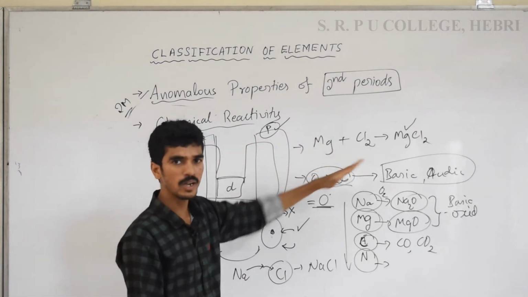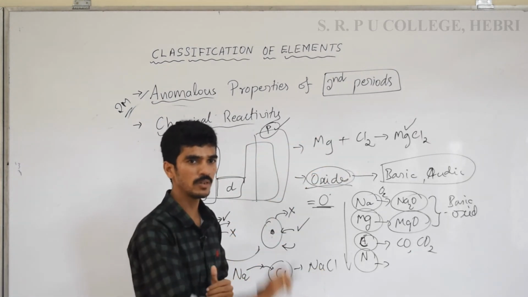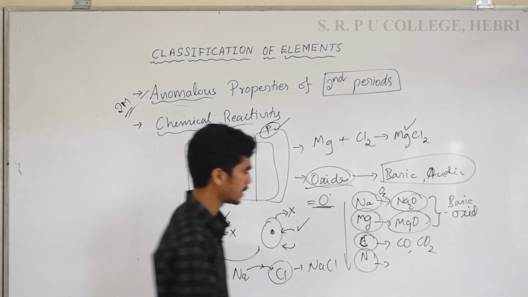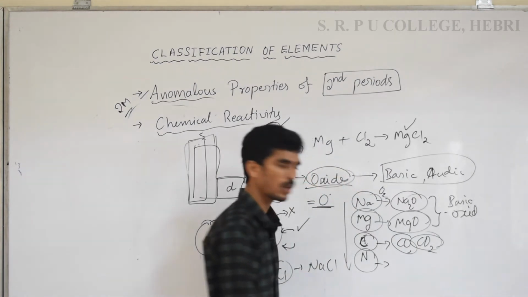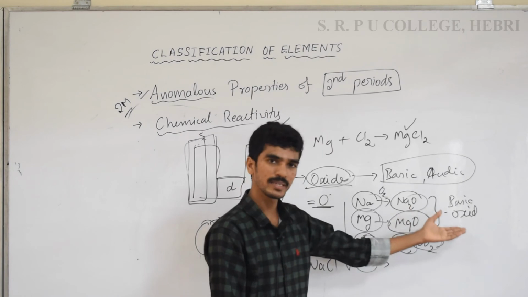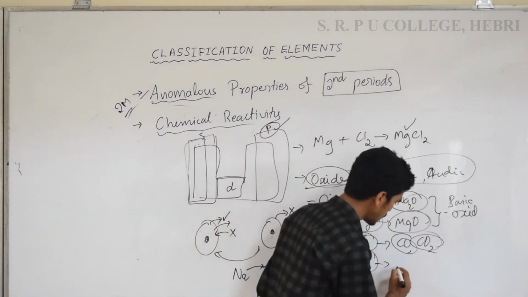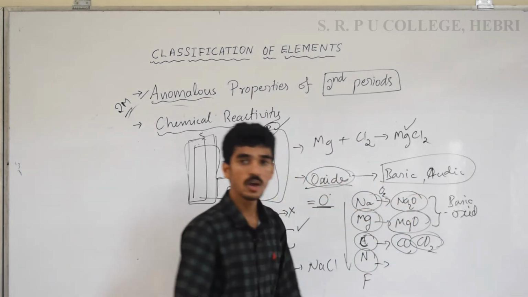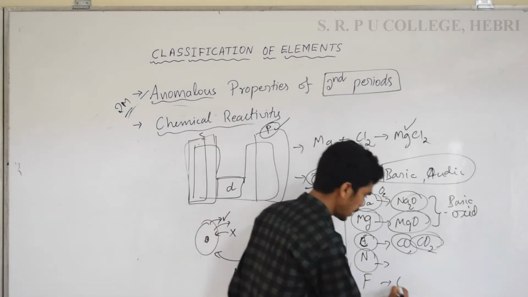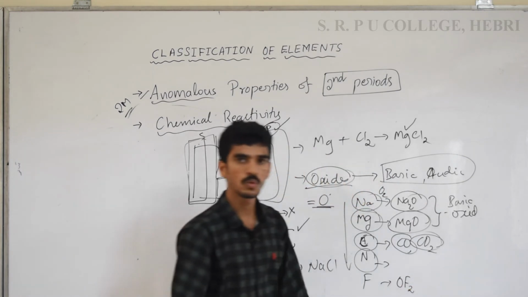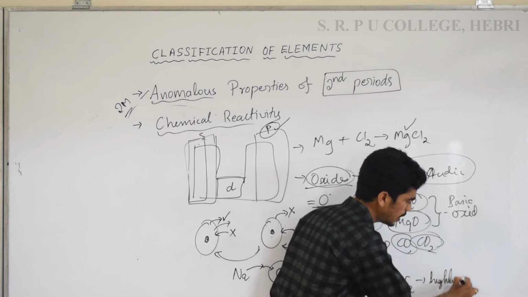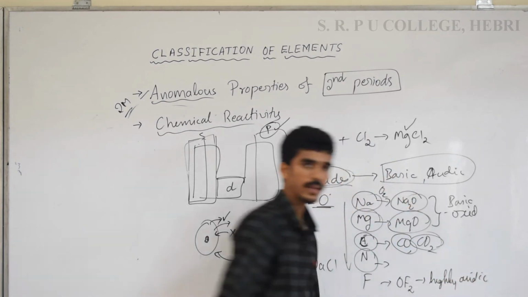Across the period, basicity decreases and acidic nature increases. So elements like nitrogen, NO2, combine with oxygen to form less basic oxides. Highly acidic oxides form with fluorine. For example, when fluorine combines with oxygen, it can form OF2. This is highly acidic in nature.